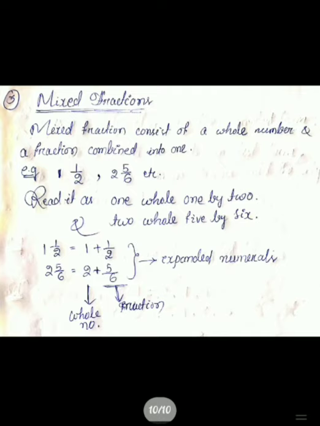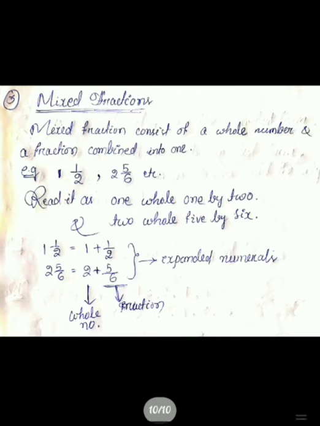A mixed fraction consists of a whole number and a fraction combined into one. Here the examples: 1 and 1 by 2, 2 and 5 by 6, etc. So how can you read a mixed fraction? You have to read it as 1 whole 1 by 2. Here 2 whole 5 by 6. Here 1 is the whole number and 1 by 2 is the fraction. So generally, mixed fraction means a combination of a whole number and a fraction. Here 2 is the whole number and 5 by 6 is the fraction.